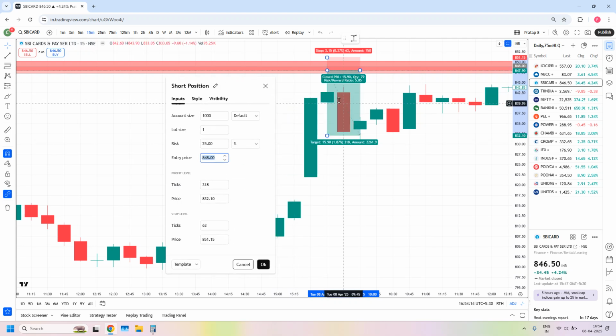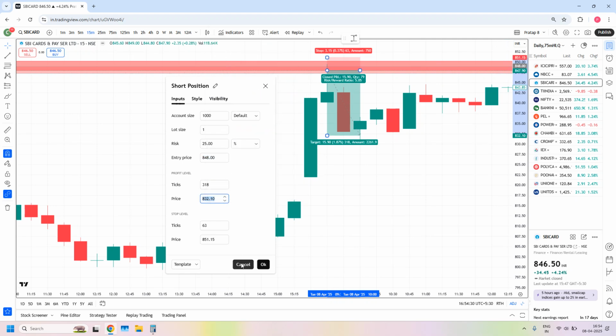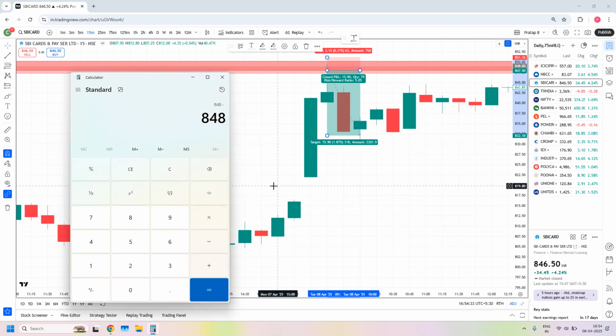till 1:5 RR only. I have drawn this short position tool. See, RR is 1:5. So till what is the profit? 832.10, you have to exit after reaching 1:3 RR. So it gave you 15.9 rupees profit on each share.